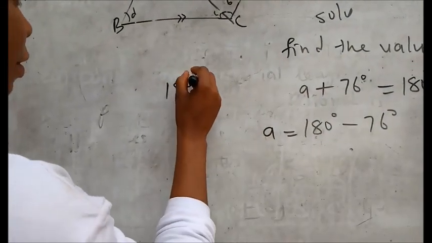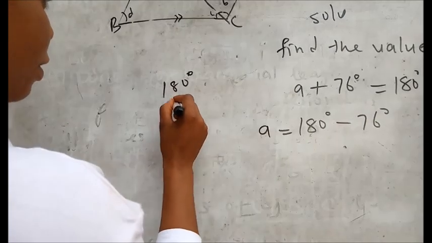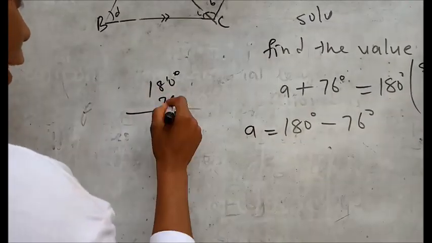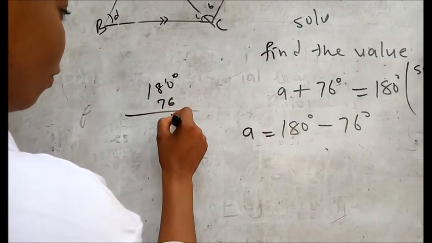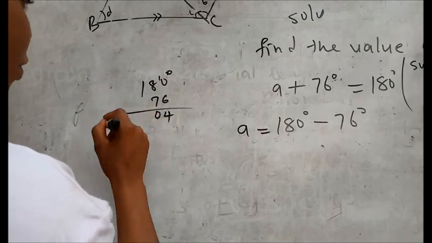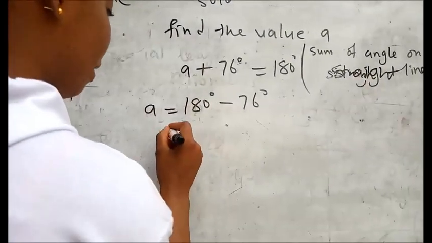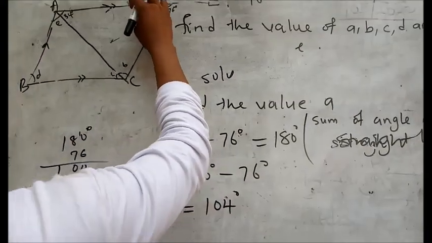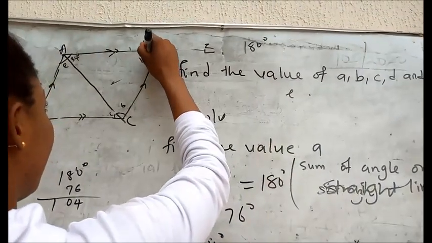Now 180 degrees minus 76. 0 cannot minus 6, so I'll borrow 1 from here, call it 10. 10 minus 6 will give me 4. Then what is remaining here? 7. 7 minus 7, 0. I'll bring down 1. So my A is 104 degrees. So here will be 104 degrees.